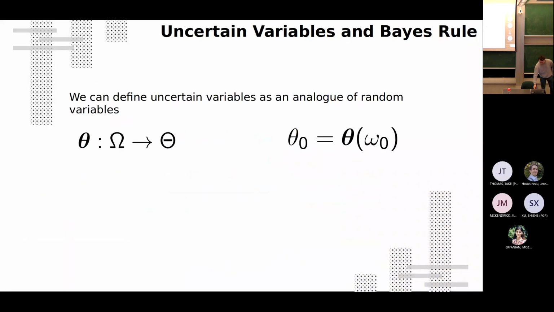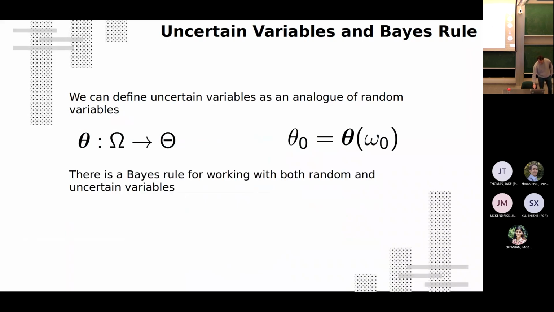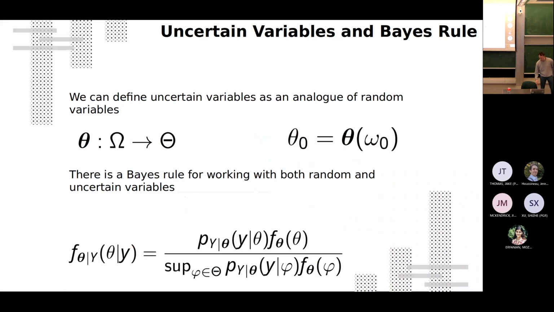Okay. I'm going to tell you a bit more of the theory, but I don't want to get stuck in the weeds, so I'm just going to tell you these things exist, and you'll trust me, and we'll keep going. So we have uncertain variables, which are just the analogs of random variables. We have a Bayes rule for working with both random and uncertain variables. So we can work with both random and deterministic uncertainty simultaneously. And you'll notice in the bottom there's a supremum rather than the usual integral or sum. That is quite handy sometimes. It gives you some computational benefits, because usually supremums are much easier to calculate than integrals are.